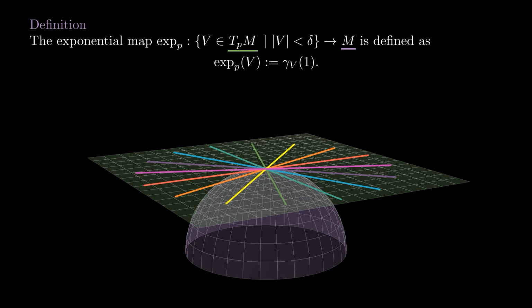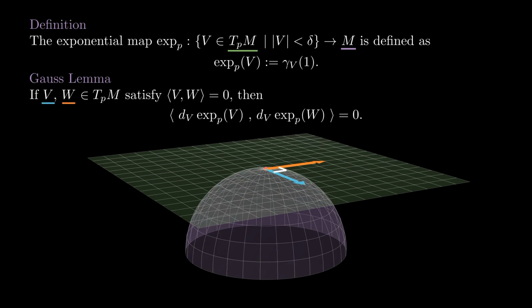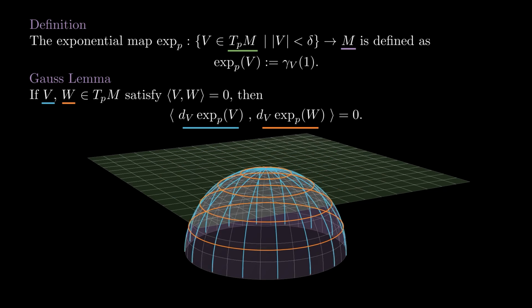In this context, the Gauss lemma says that if we take two orthogonal vectors v and w, then when we take the differential of the exponential map at v and apply v and w to it, we get vectors that are again perpendicular to each other. In other words, the Gauss lemma is telling us that the exponential map sends spheres centered at the origin to spheres perpendicular to the geodesics passing through P.